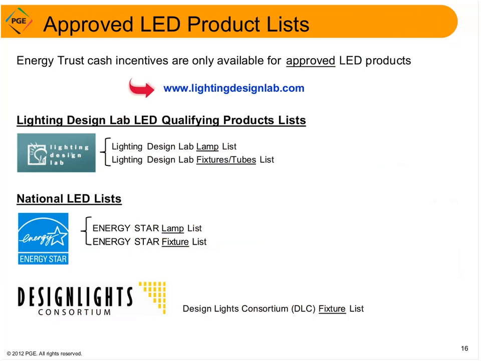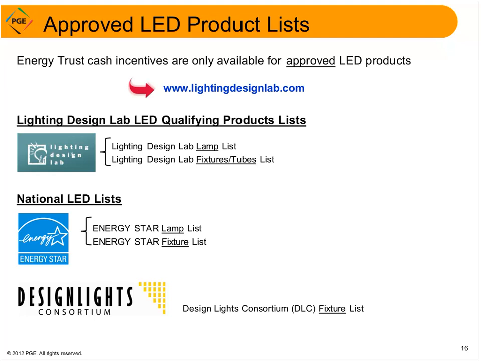The Design Lab itself maintains a temporary list of LED products that have not yet made either of the national lists, usually because of the time-consuming lifetime testing that hasn't been completed. And they have one list for lamps, one list for fixtures. However, the LED lamps and fixtures on the Lighting Design Lab list are expected to qualify for either Energy Star or Design Lights Consortium, the national list, in the near future.